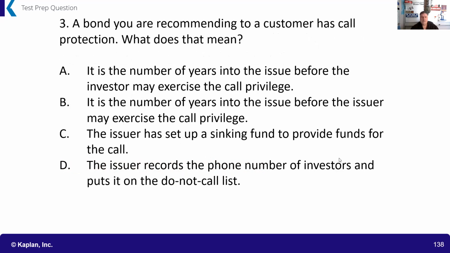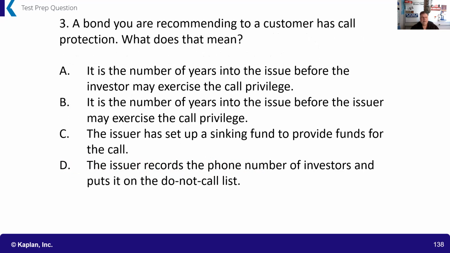A bond you are recommending to a customer has call protection. What does that mean? Well, we just recently briefly talked about that, right? A: It is the number of years into the issue before the investor may exercise the call. No. You, the investor, a bondholder, you're not the one who calls the bond. The bond is called away from the bondholders by the issuer. B: It's a number of years into the issue before the issuer may exercise the call privilege.